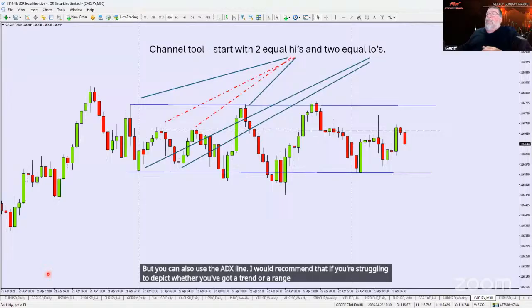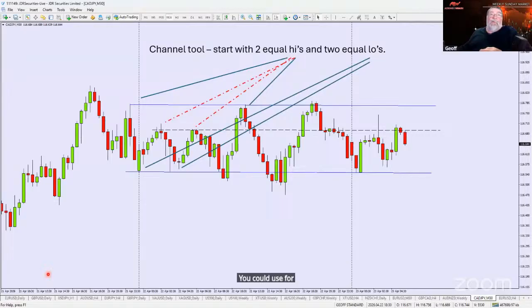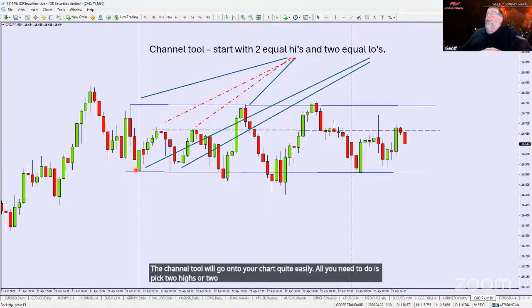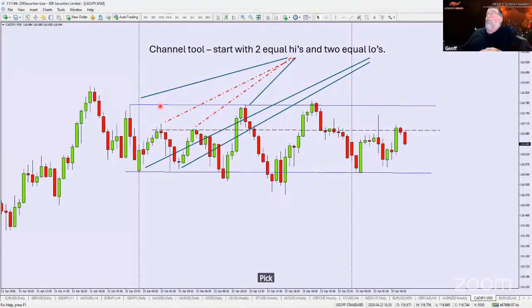You could use for a range identifier the channel tool, right? The channel tool will go onto your chart quite easily. All you need to do is pick two highs or two lows. Pick them and pull a channel. And if it coincides with more highs and more lows, you've got yourself a channel.